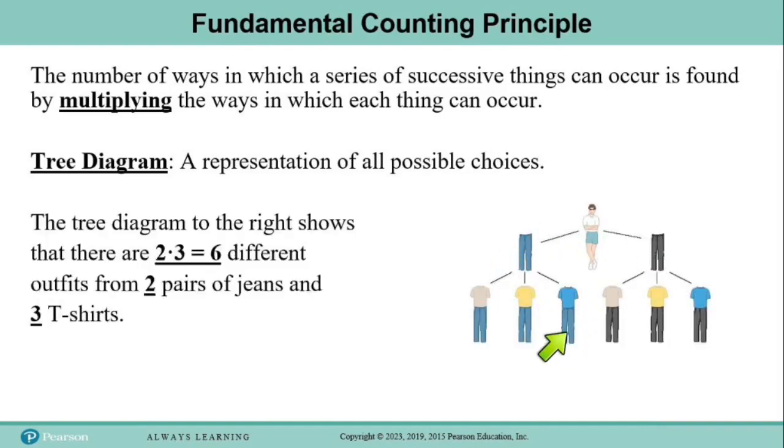So here is a tree diagram. We've got a fellow who's trying to decide what outfit to wear for the day. He has a choice of 2 different pairs of pants, and then he has a choice of 3 different shirts. So notice that whether he chooses the blue or the black pants, his choice of shirts is the same 3 shirts. So this tree diagram shows that there are 2 times 3 different outfits that he can make from 2 pairs of jeans and 3 t-shirts. And since 2 times 3 is 6, there are 6 different outfits that he can make out of 2 different pairs of jeans and 3 different t-shirts.